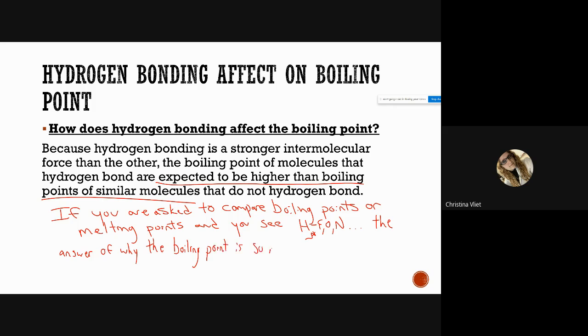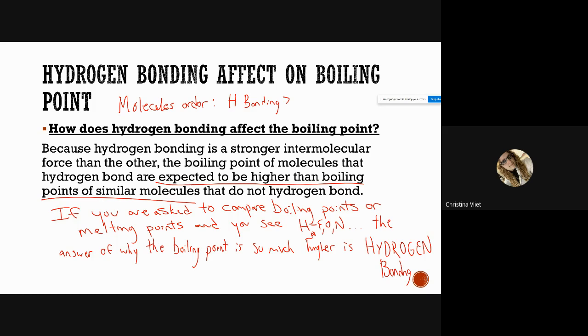Wait, so what's the order of the strongest to least strong in affecting the boiling point? First is hydrogen bonding. So for molecules, the order, I'll write it for you now. The general order is H bonding, then permanent dipole, then dispersion force.